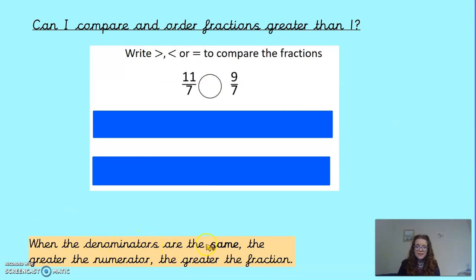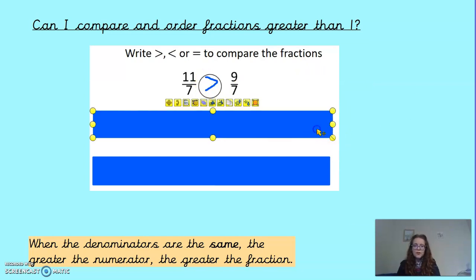When the denominators are the same, the greater the numerator, the greater the fraction. So the greater this one is, then the greater the fraction. So which one of these is bigger, do you reckon? Well, which one has the biggest numerator? 11/7. There are more sevenths here than there are here. So this one must be the greater one. Let me put in my symbol here.